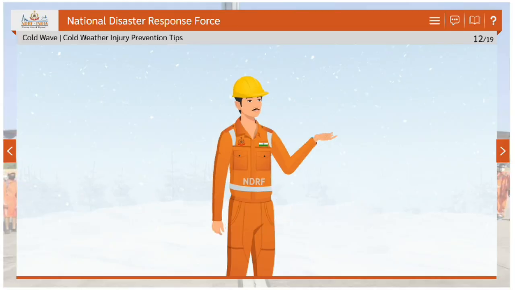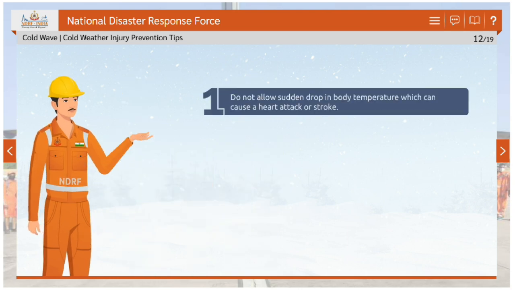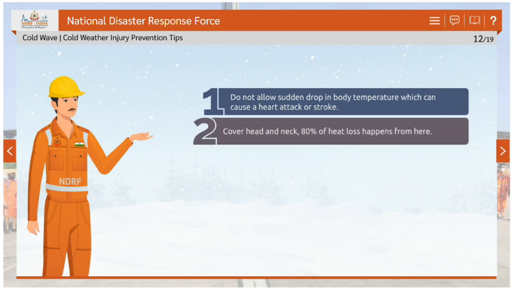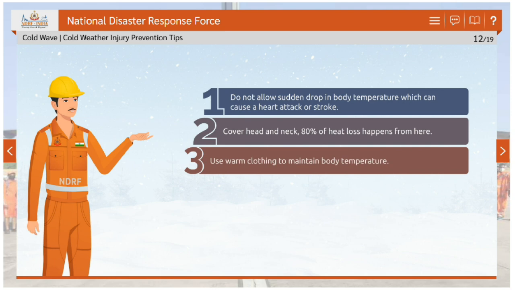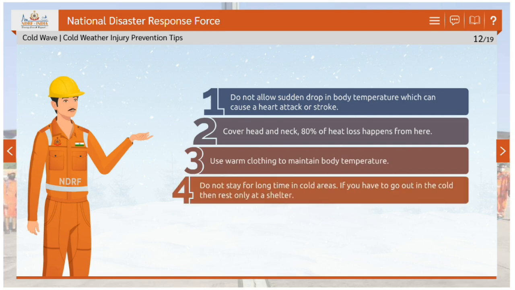Now let's discuss cold weather injury prevention in detail. Do not allow a sudden drop in body temperature, which can cause a heart attack or stroke. Cover head and neck. 80% of heat loss happens from here. Use synthetic and natural fibers to retain moisture. Do not stay for a long time in cold areas.